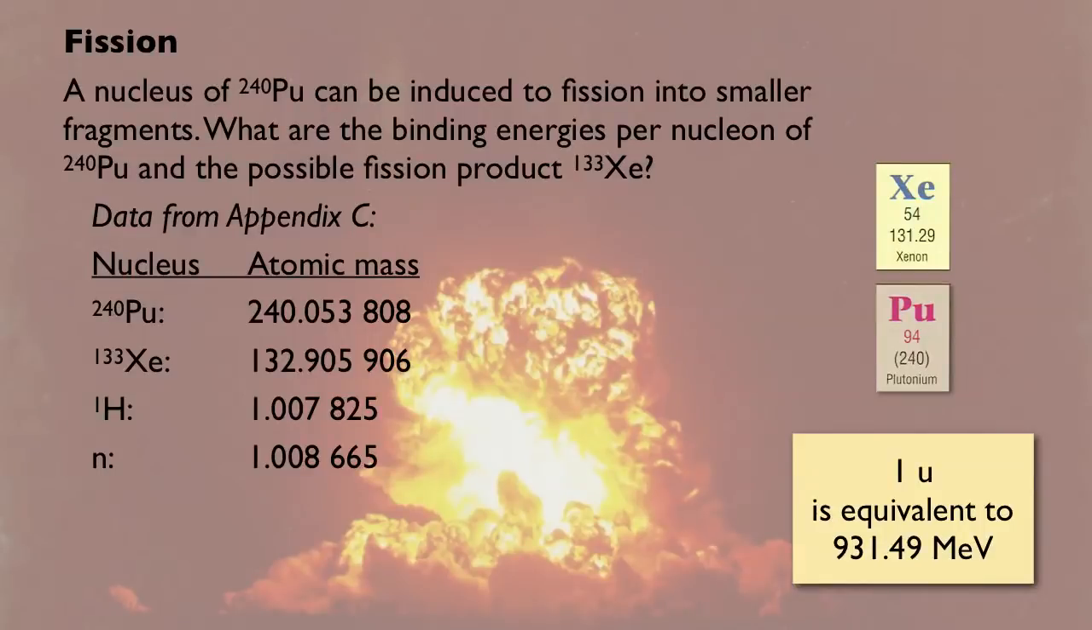Now let's look at fission. You get energy out of really heavy atoms when you split them into smaller fragments, okay? And we want to do a calculation for a nucleus of plutonium-240. It fissions, it makes smaller fragments. One of the possible fragments is xenon-133. I want you to work out the binding energies per nucleon of the plutonium-240, and the possible fission product xenon-133. So I want you to see what you get for those. Do the calculation just like we did the one for iron. Go ahead and dig in. I'll be back.